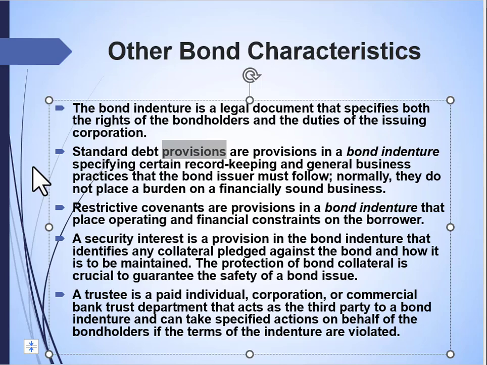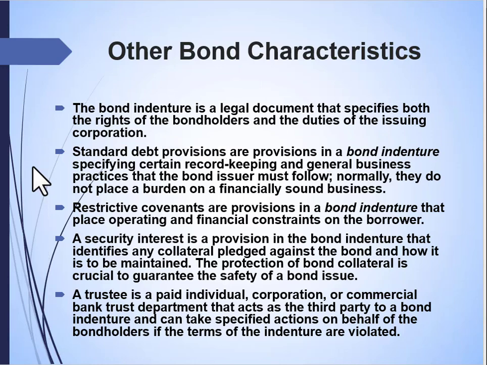A security interest would be if there's some kind of collateral pledged. And these are really more specific kinds of bonds when we talk about a secured bond. Now, there is a trustee, and a trustee is typically a corporation. Sometimes it could be an individual, I guess. But they sort of act like a referee, right? They're there to make sure that the company or the government follows the rules that are set out in these guidelines.